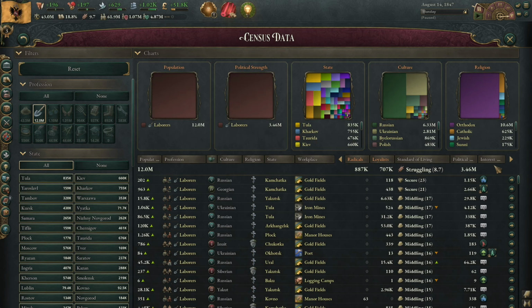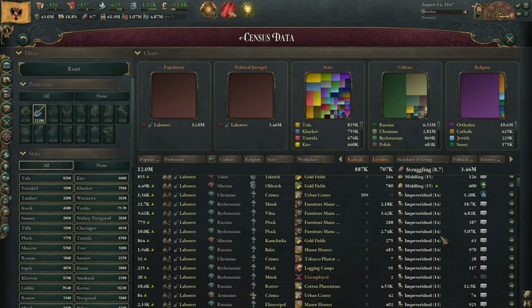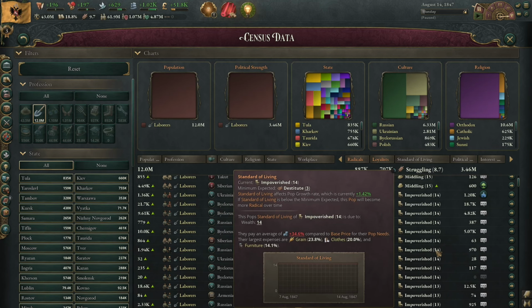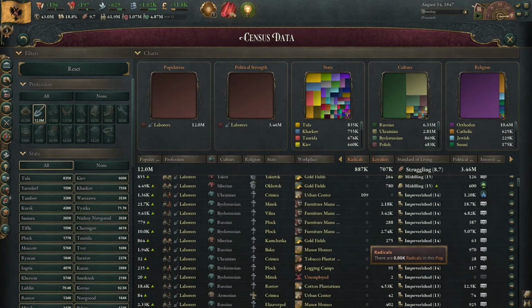Let's again look at our census data. We have a lot of laborers in gold fields and manor houses. Okay, here are some laborers at level 14 in normal building. 1000 laborers at standard of living 14 consume about 130 pounds, which should be less than most labor saving input prices. So that would still generate more demand than the consumption lost from fired laborers.